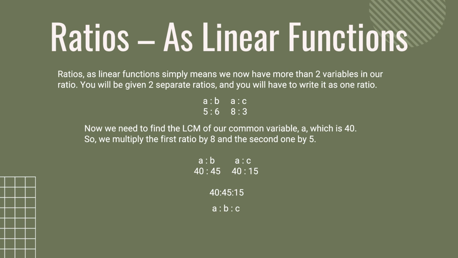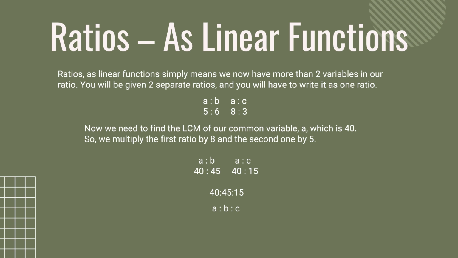As we have the same variable of A, we need to find the lowest common multiple, which is 40 in this instance. So we do 5 times 8, which equals 40. So we now multiply the first ratio by 8, as 8 is on the other side of A, and the second one by 5. Because to get from 8 to 40 we times by 5, and to get from 5 to 40 we times by 8.